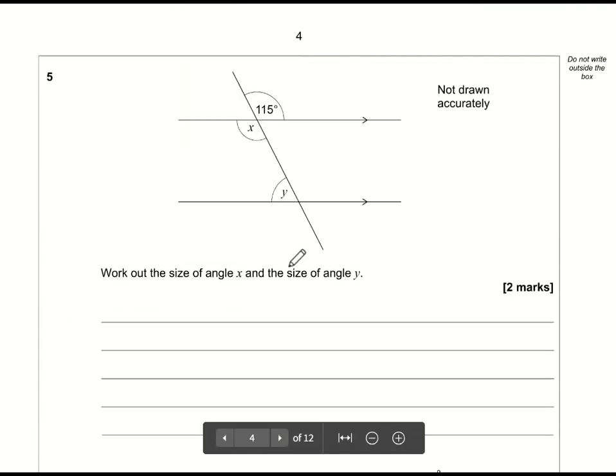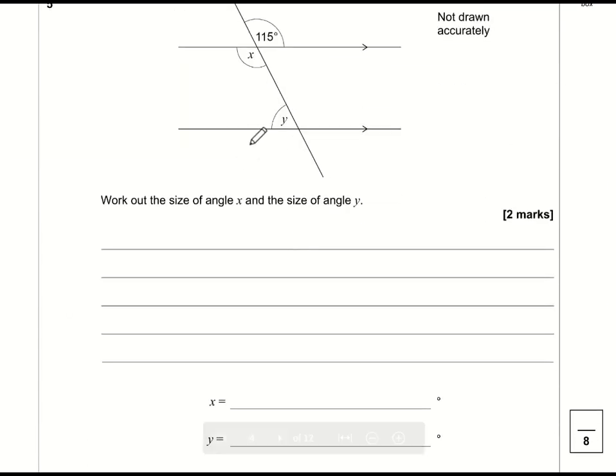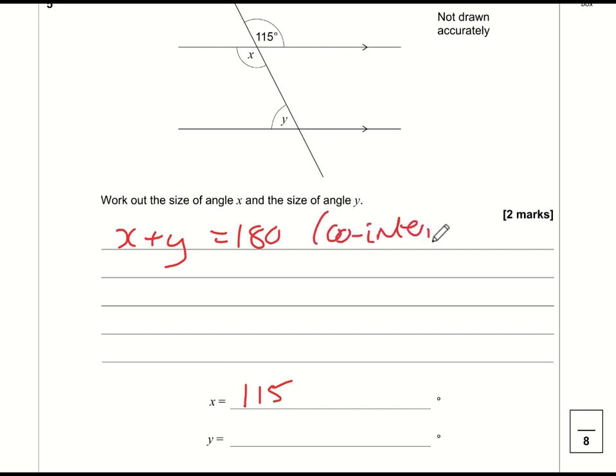And question number 5, this is a nice question about angles. Work out the size of angle X and angle Y. Well, X is opposite this 115 degree angle, so X is simply 115 degrees because opposite angles are equal. Now X and Y add up to 180, because they are co-interior angles. And we know that X is 115, so Y is going to be 180 take away 115 degrees, and 180 minus 115 is 65, so Y is 65 degrees.